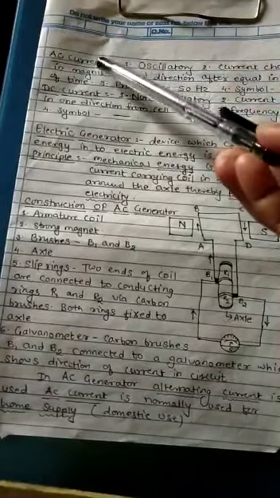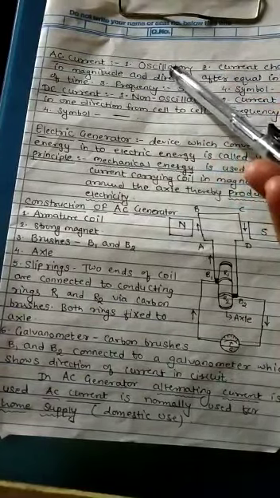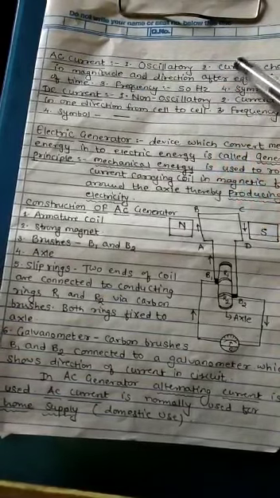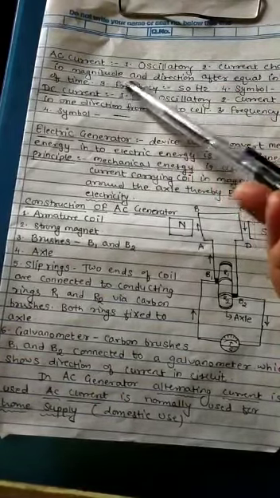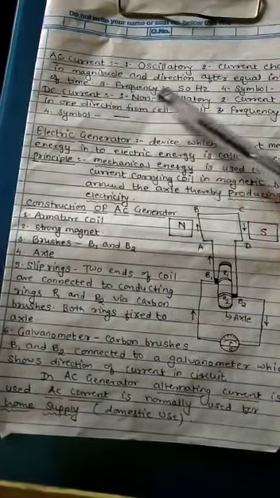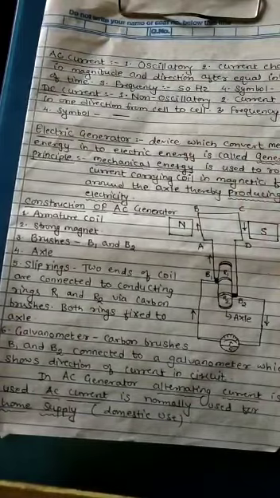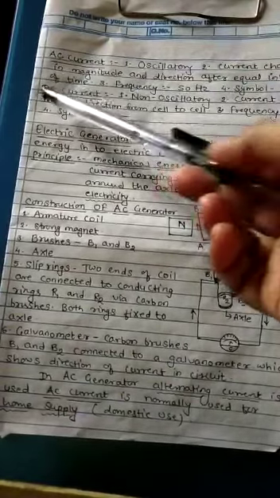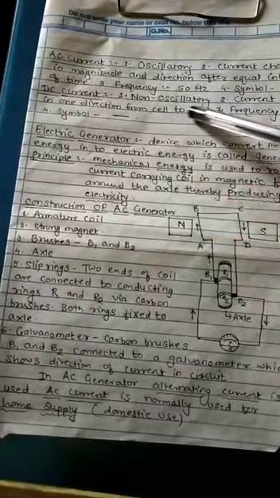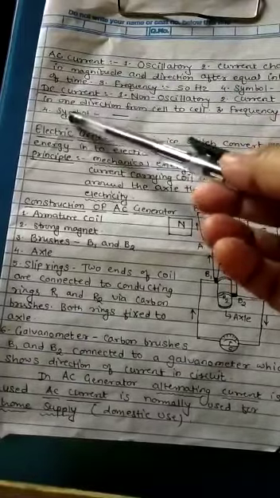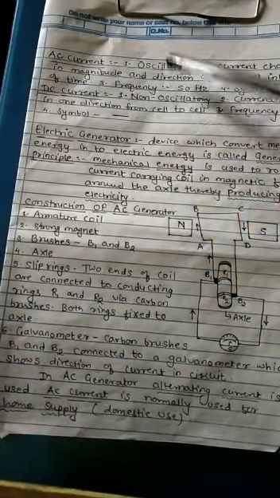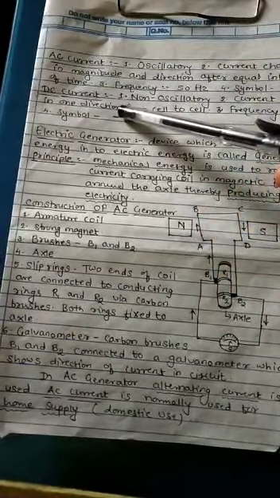See once again, AC current is oscillatory. Oscillatory means it is not stable, it is moving. Second, current changes in magnitude and direction after an equal interval of time. The frequency of AC current is 50 Hertz and the symbol is zigzag. Then DC current is non-oscillatory, current flowing in one direction from cell to cell. Frequency is 0 and the symbol is only a single line. So these are the points of difference between AC and DC current.